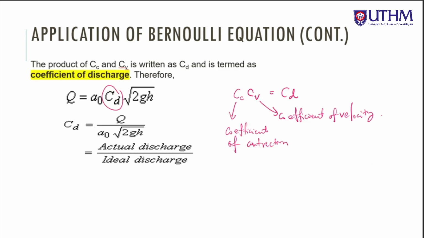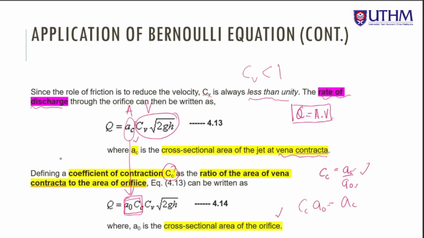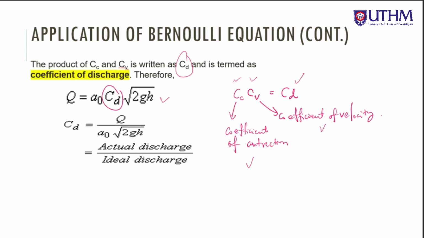Okay, so the product of CC and CV is actually CD, which is the coefficient of discharge. Okay, kita tahu CC is coefficient of contraction, and then CV is coefficient of velocity. So the product of these two coefficients will give you the coefficient of discharge. So actually these terms we can replace with coefficient of discharge, yang mana kita akan dapat yang ni lah.